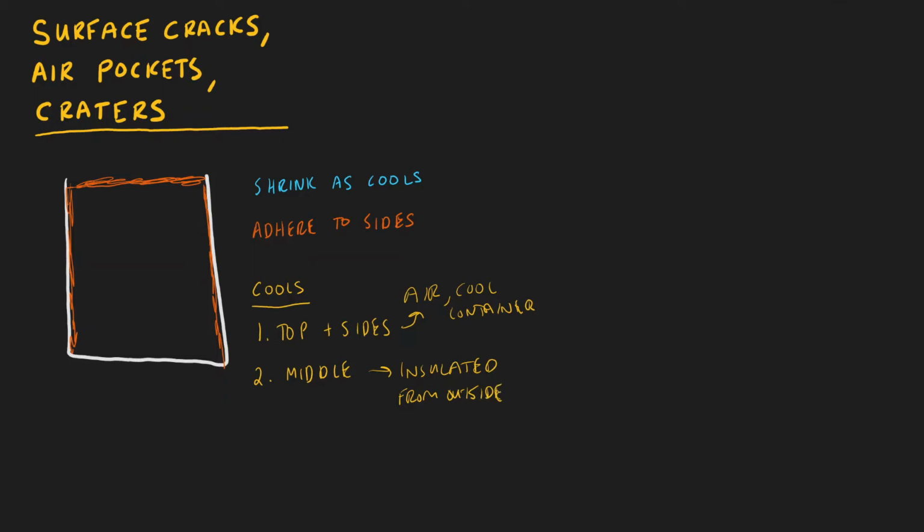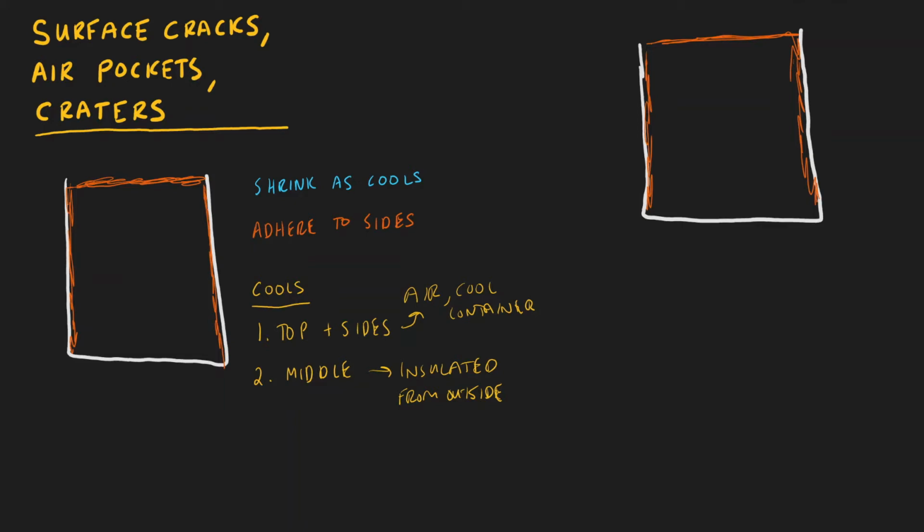Well, in the best case scenario, we pour our wax in, it cools down, it's a great candle, and it looks good. But when we have surface cracks, air pockets, and craters, that's actually a symptom of something going wrong. So if we take another candle, one that didn't end up very well for us, and we pour our wax in, it will adhere to the sides, and it will adhere to the top. And that's stage one. The top and the sides have cooled.